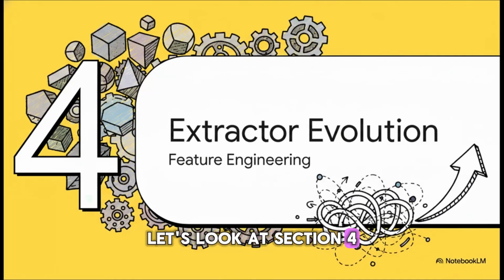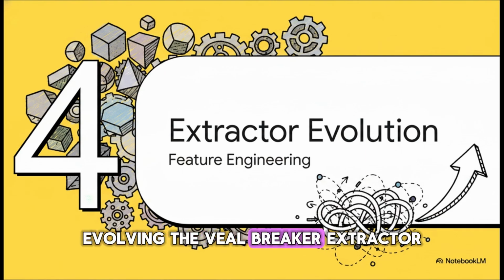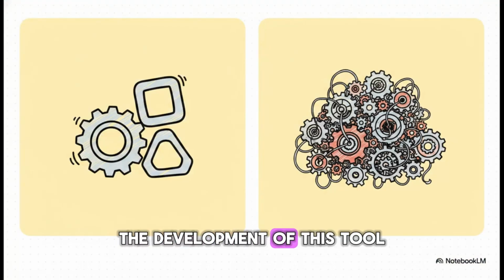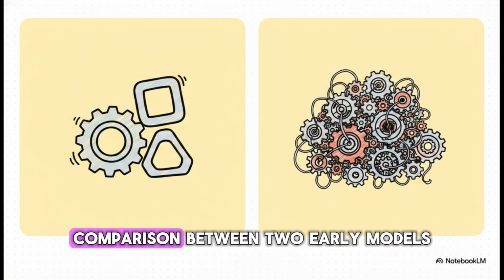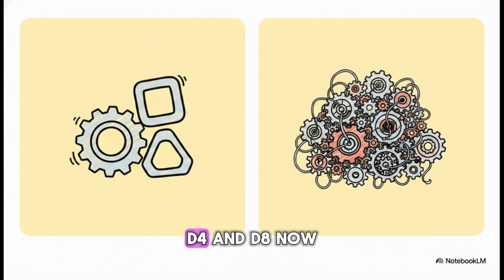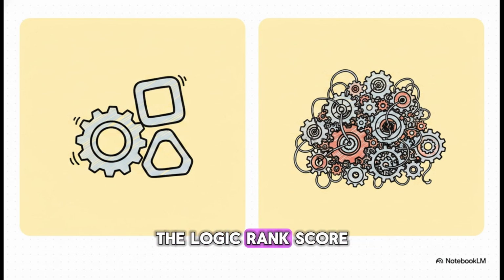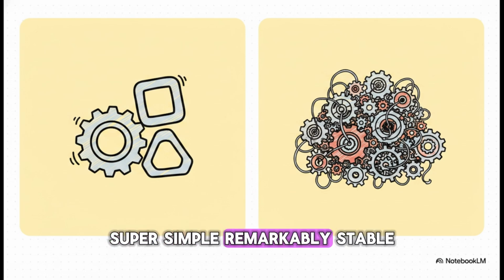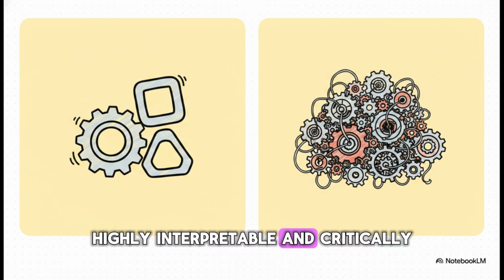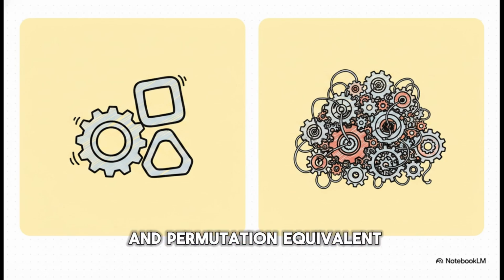Let's look at Section 4, Evolving the VEILBreaker Extractor. The development of this tool actually started with a head-to-head comparison between two early models, D4 and D8. Now, D4 was highly elegant. It extracted just 4 features from the scalars: the normalized value, the rank, a logit rank score, and local density. Super simple, remarkably stable, highly interpretable, and critically, it was tie-aware and permutation equivariant.